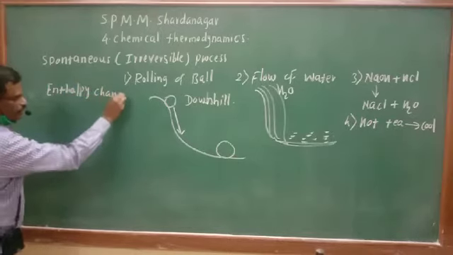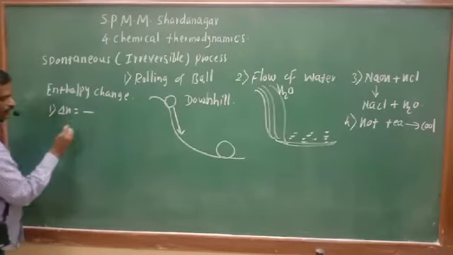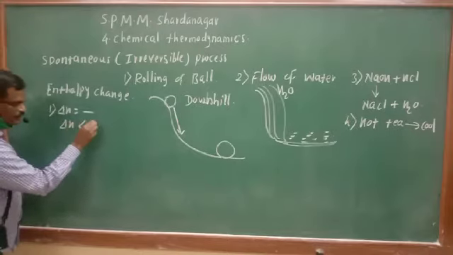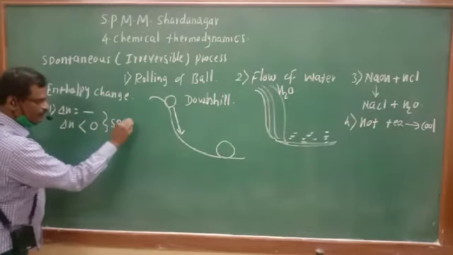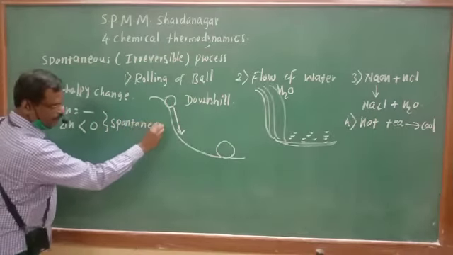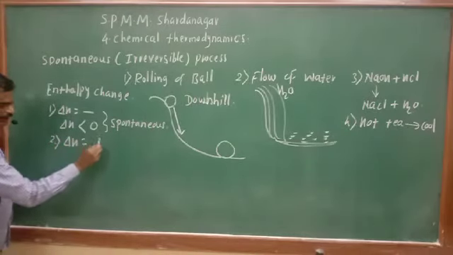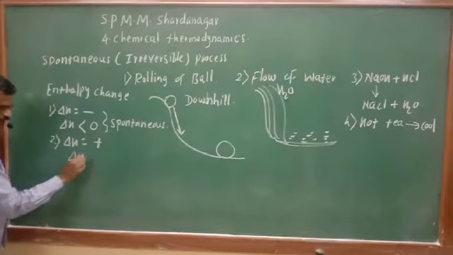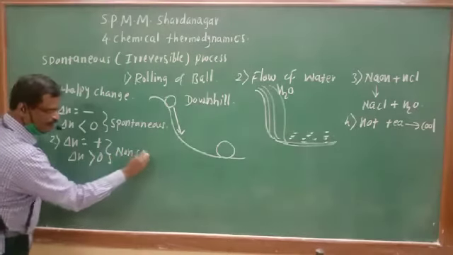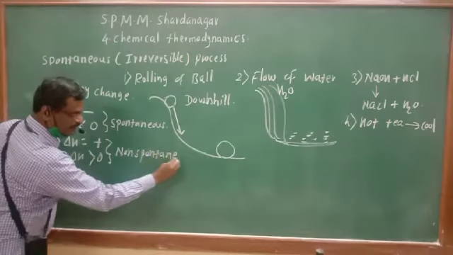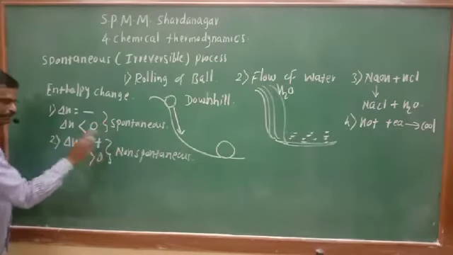What we have studied, we have seen that if delta H is negative, means delta H is less than 0, this process is spontaneous and irreversible. Secondly, if delta H is positive, means delta H is greater than 0, this process is non-spontaneous. Non-spontaneous means reversible. This is irreversible and this will be reversible.